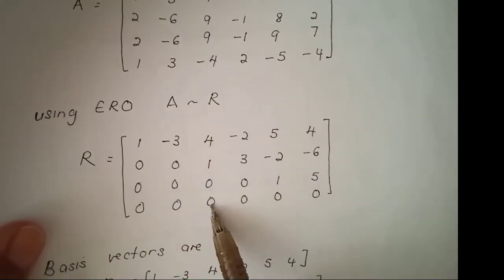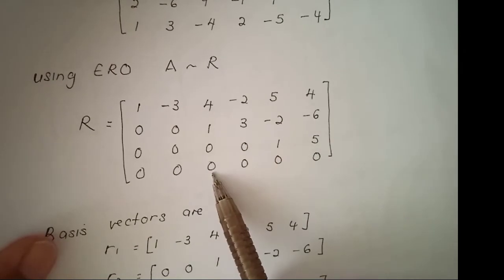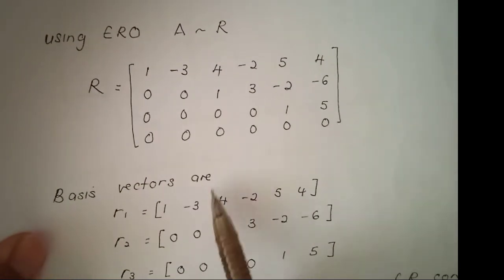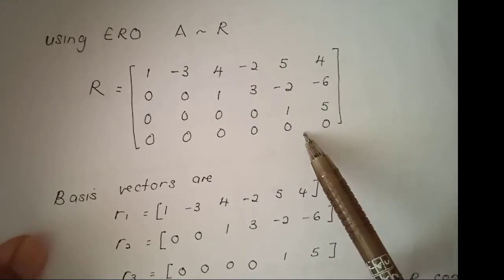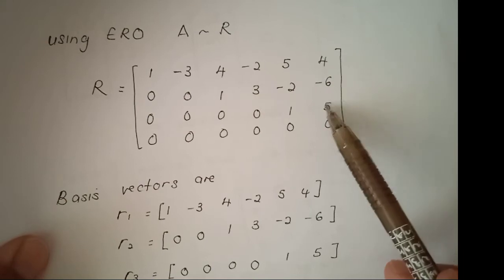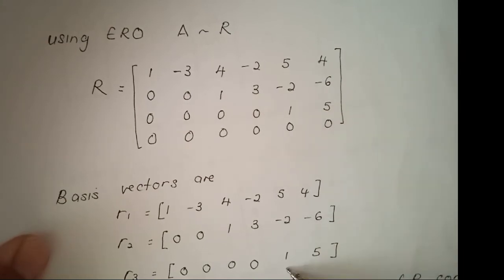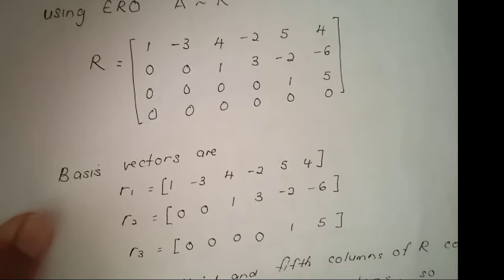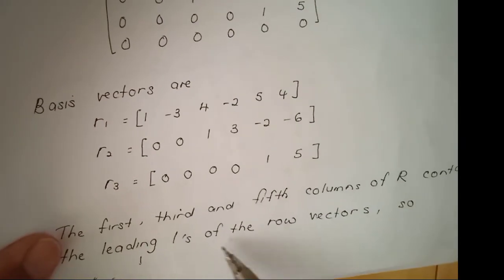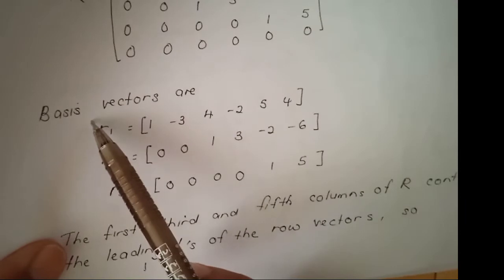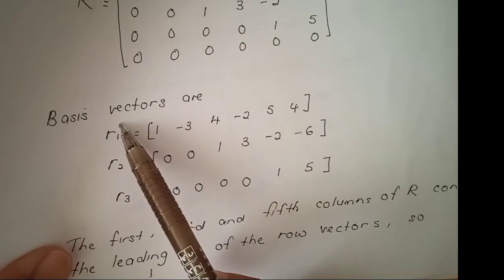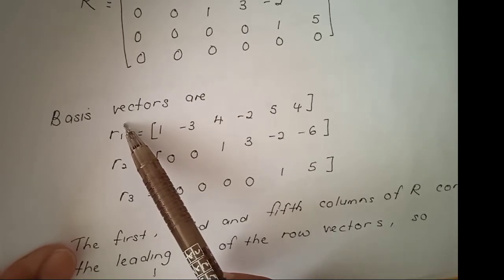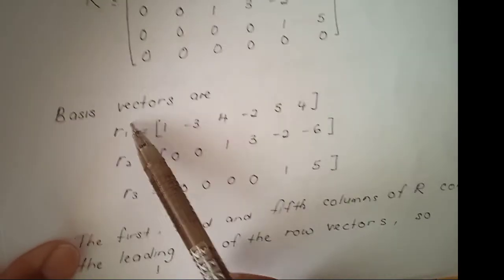So finally you will get this one in row echelon form using ERO. So the basis vectors are row 1, row 2 and row 3, which are the non-zero rows. These are the basis vectors for matrix A.